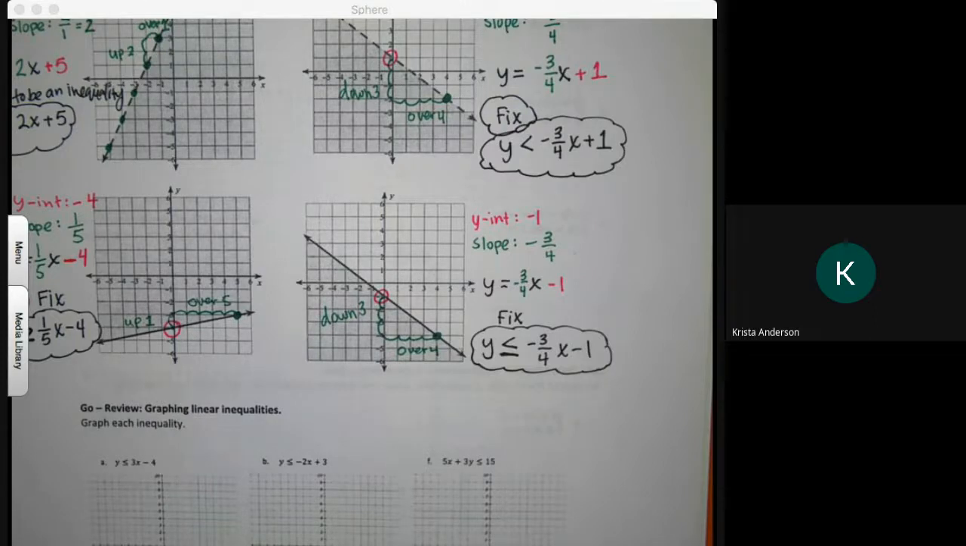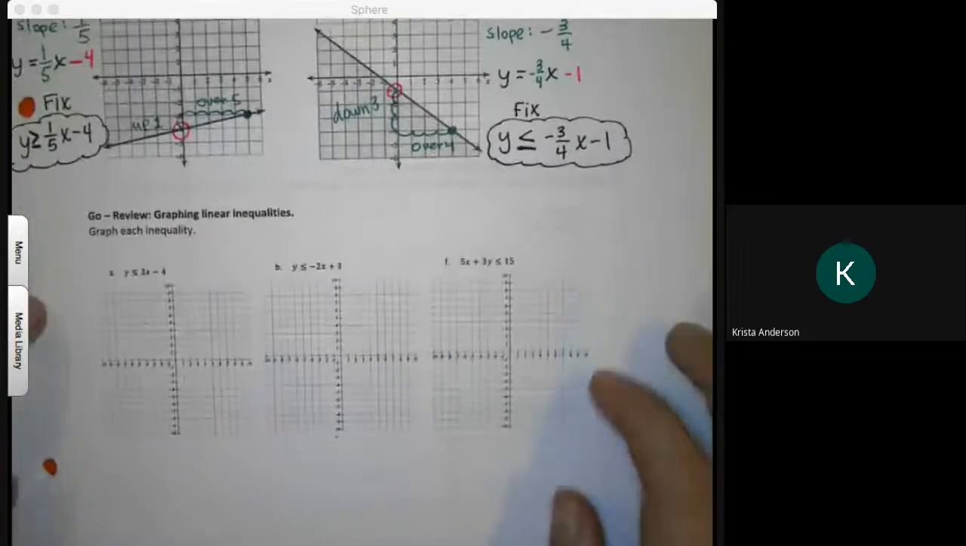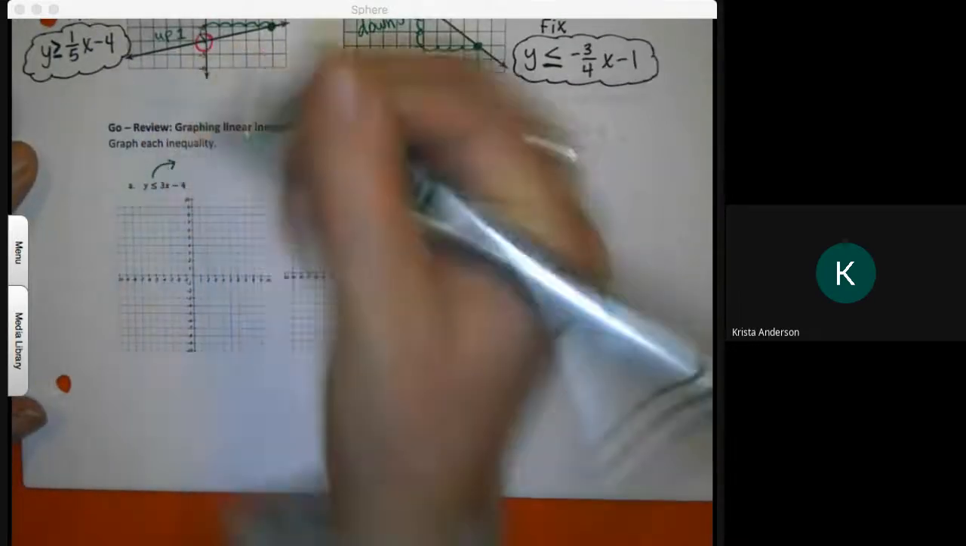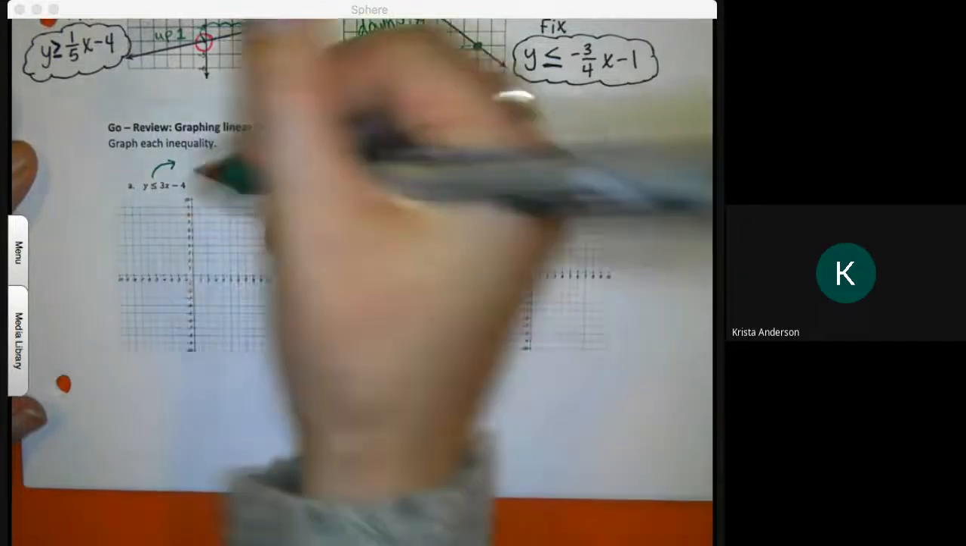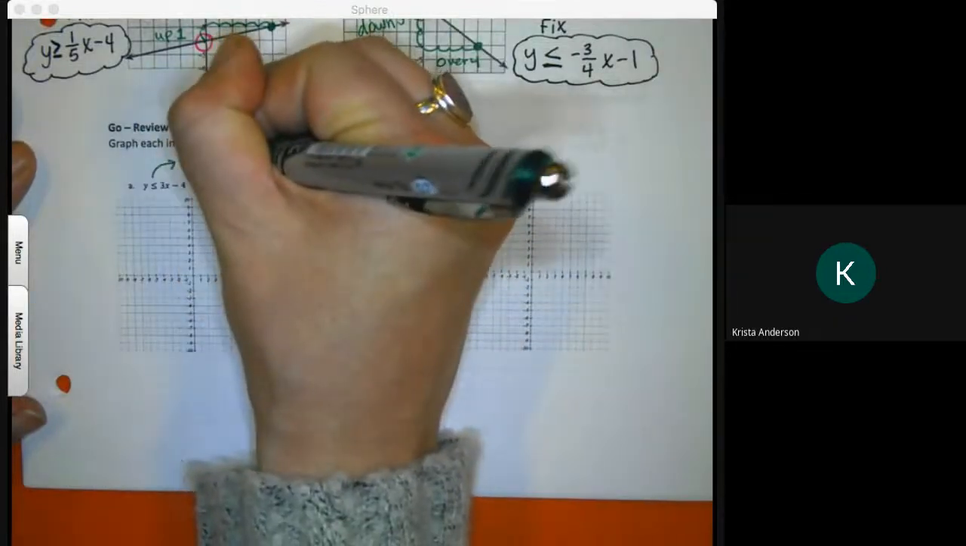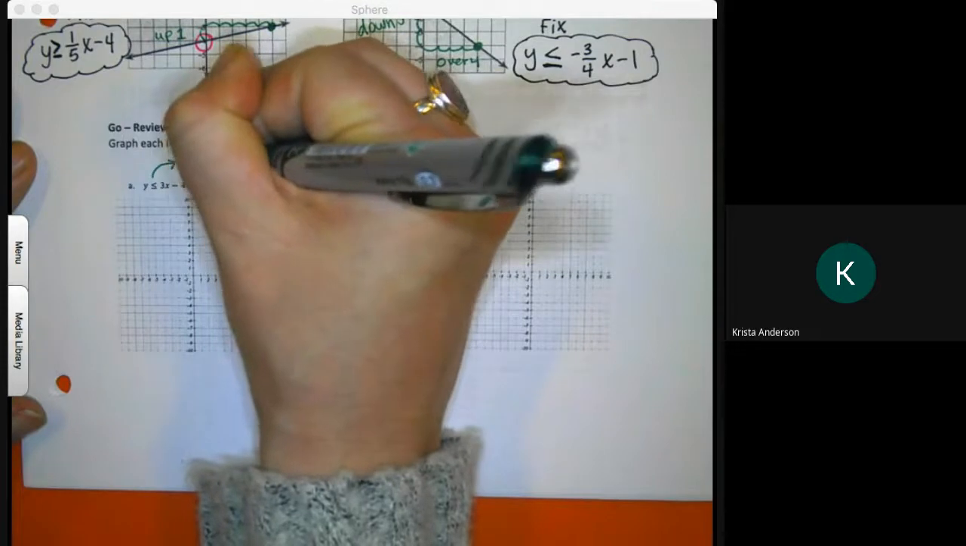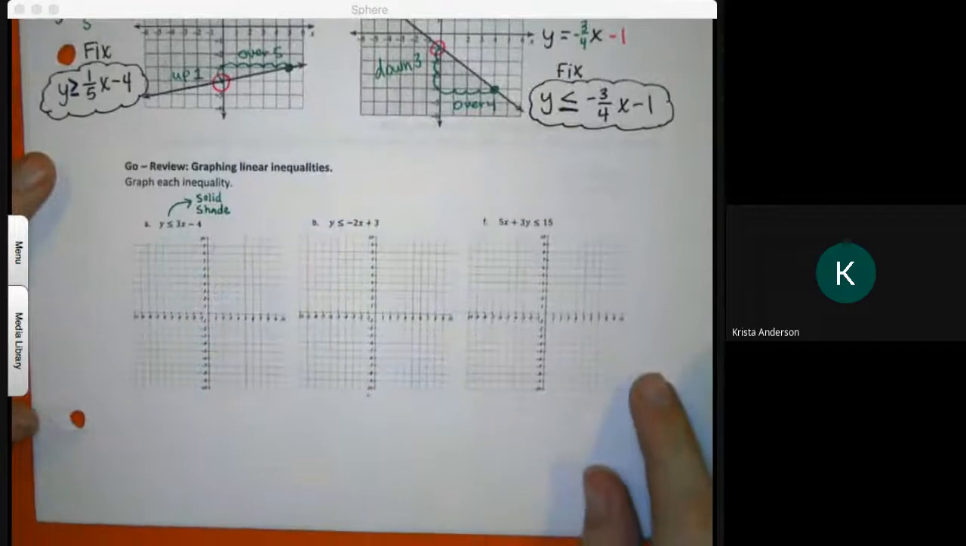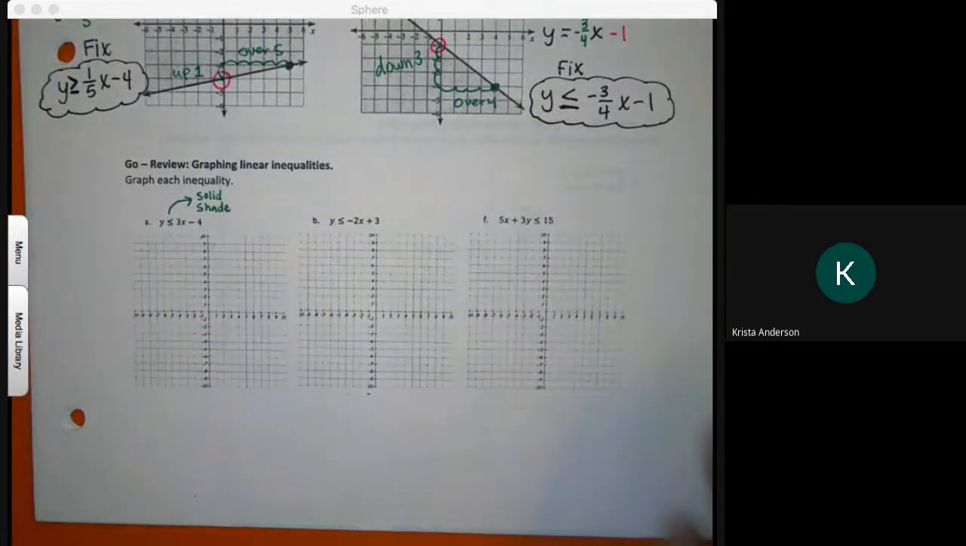Questions on writing the equations? Right, the last three is a review of graphing. To graph this inequality, I look at my sign. It says y is less than or equal to, so I will have a solid line and I will shade which direction if it says it's smaller? Down, good.